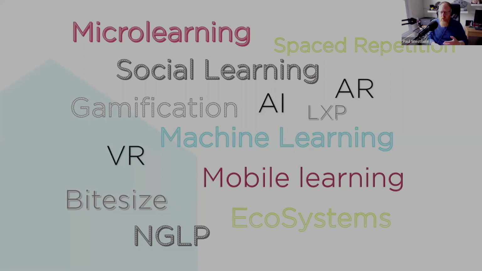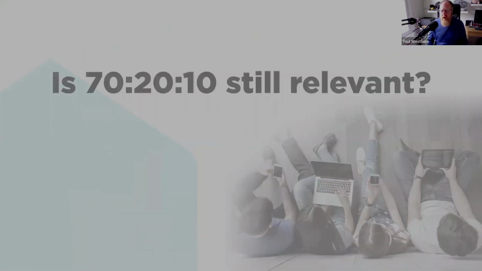So working together, all of these different things, it doesn't really matter what they're called or what label you put on them, but working together, they are still ticking the traditional 70-20-10 boxes. They give learners what they want, and hopefully they keep the L&D purists happy too. So is 70-20-10 still relevant?